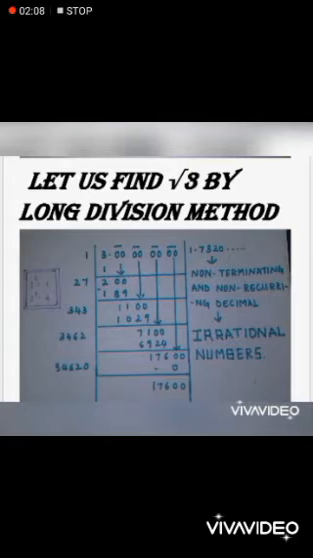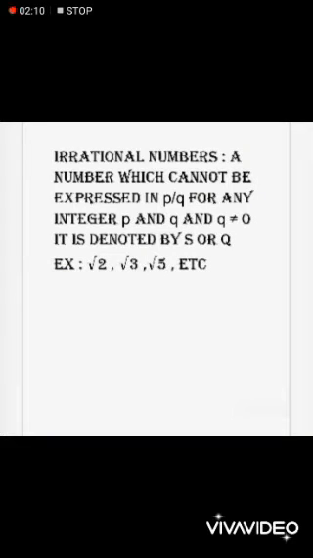Now let us find the definition of irrational numbers. A number which cannot be expressed in p by q form for any integers p and q, q not equal to 0, is an irrational number. Irrational numbers are denoted by S or Q. Examples of irrational numbers are root 2, root 3, root 5 and so on.